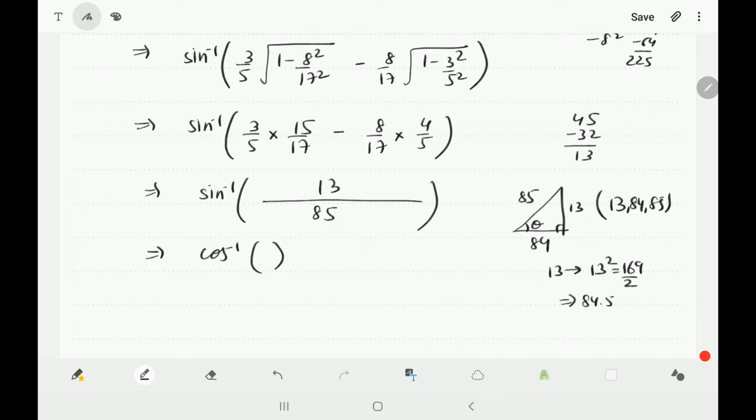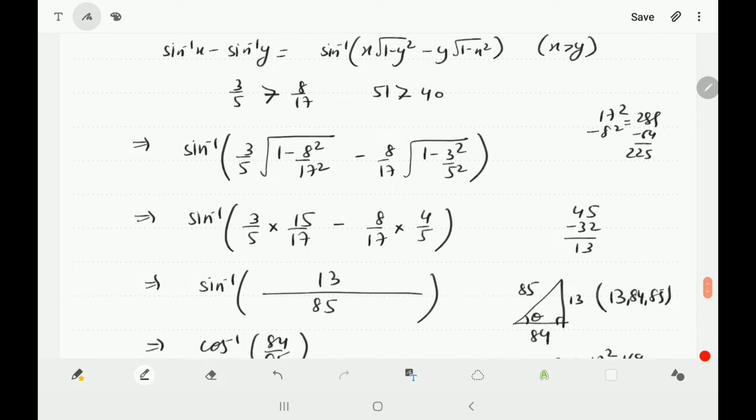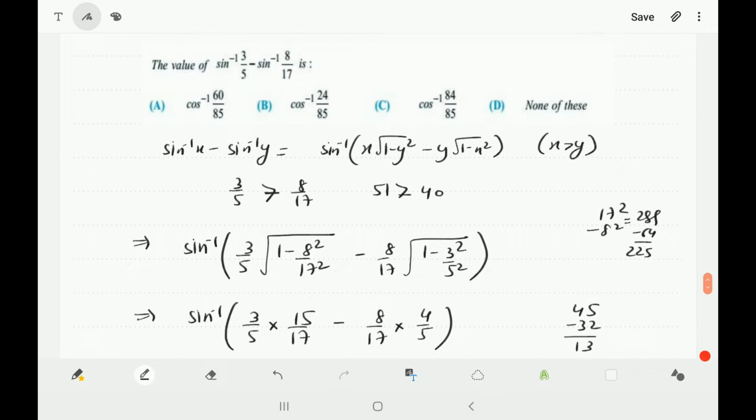So we will have cos inverse of 84 by 85 equal to sin inverse of 13 by 85. So the answer for this problem will be cos inverse 84 by 85. So C is the answer for this problem.